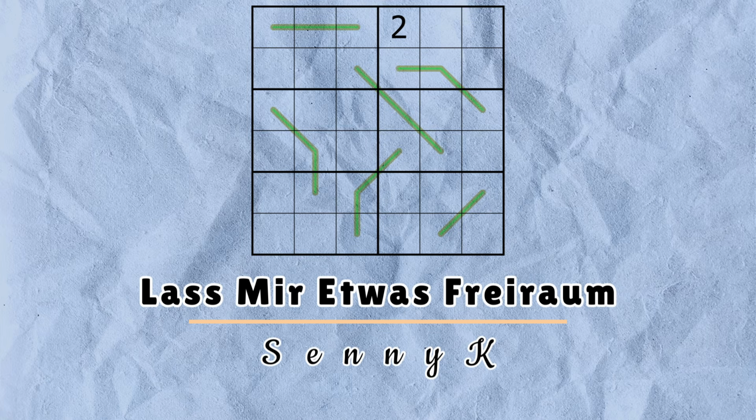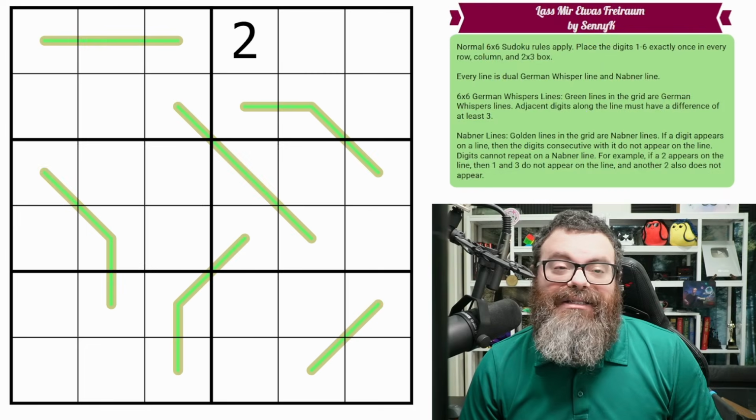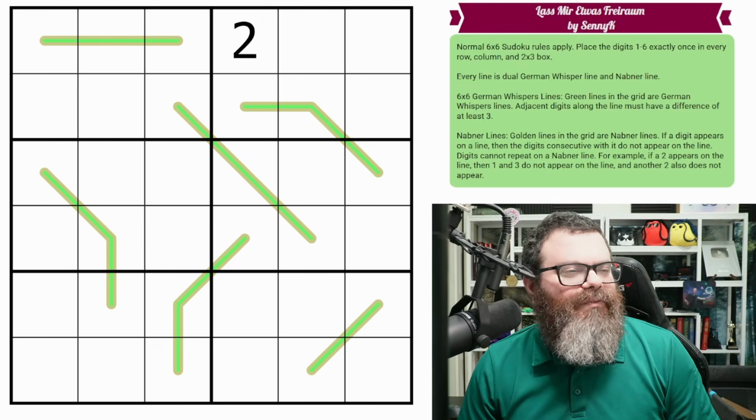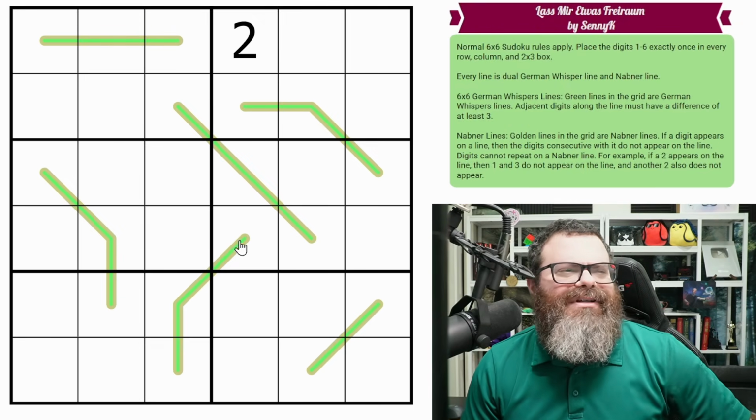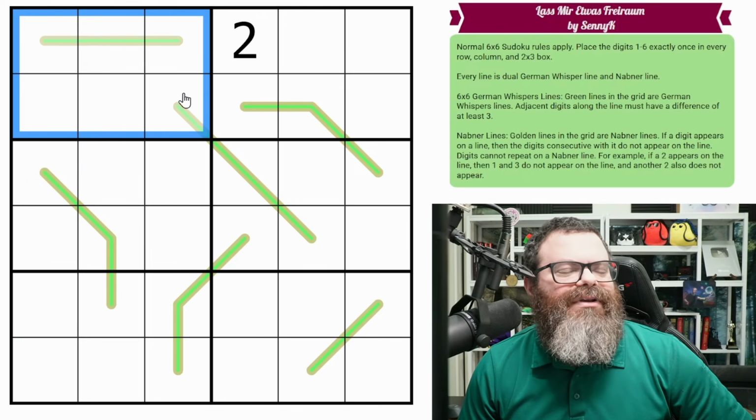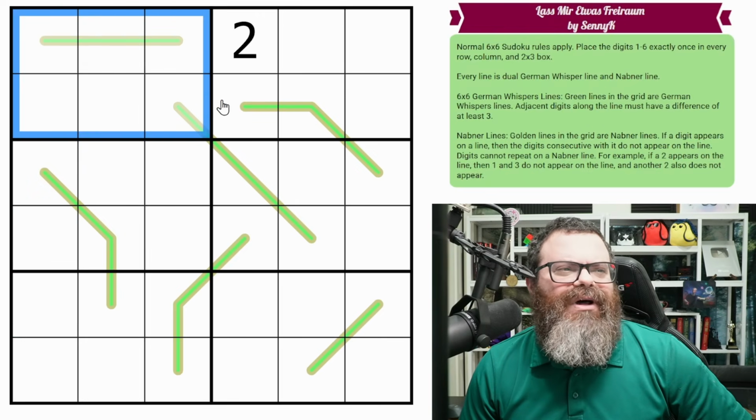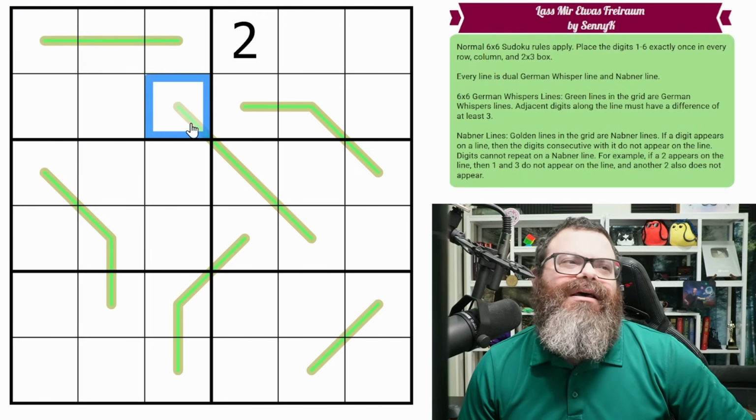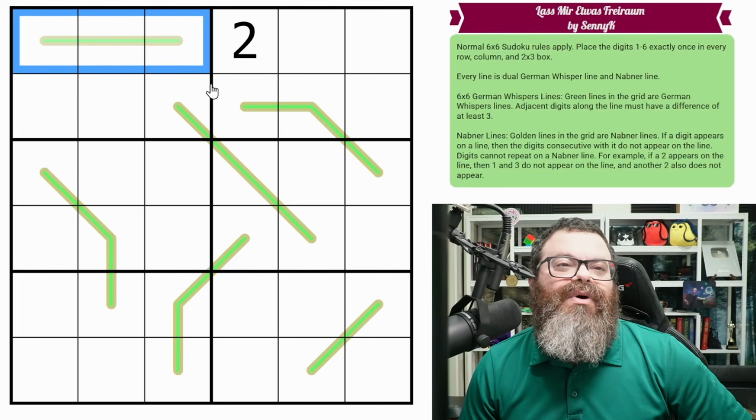Hello, let's continue our Sudoku adventure with "Los mir Etwas Freiraum" by SennyK. It means give me some breathing room. All right, so we have normal 6x6 Sudoku rules. That means in each row, each column, and each 2x3 box, we are placing the digits 1 to 6 exactly once each. So these lines in the grid, these are duality lines.